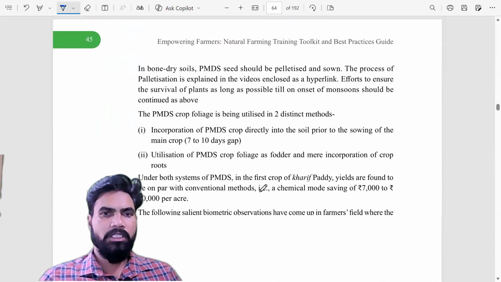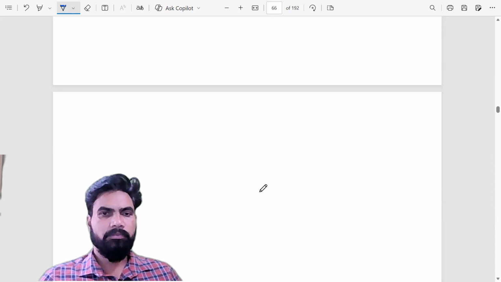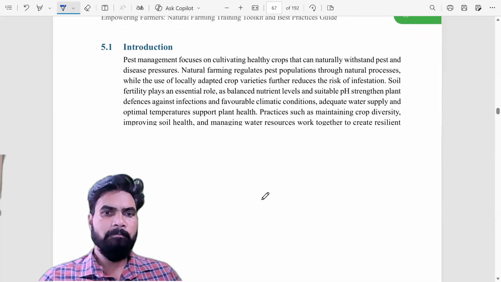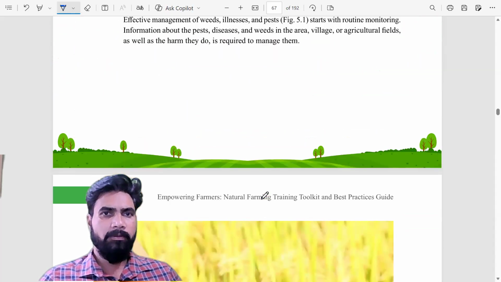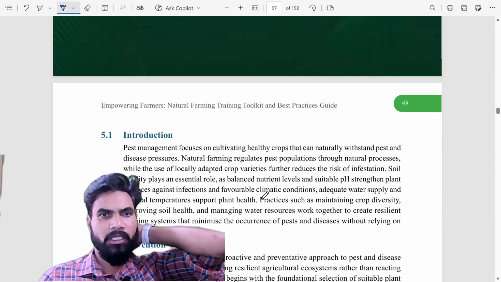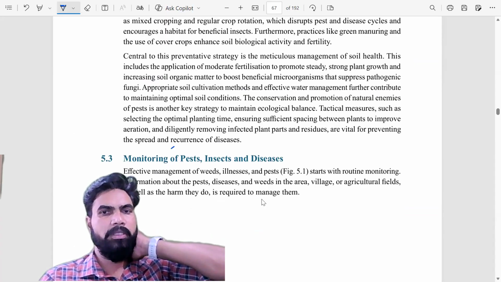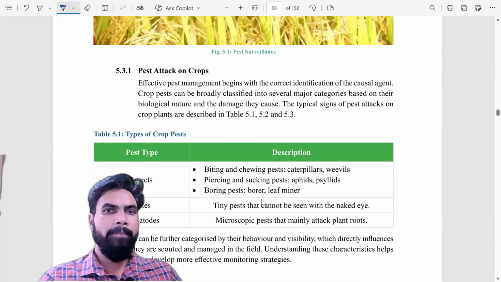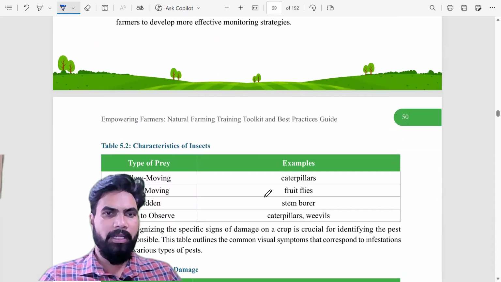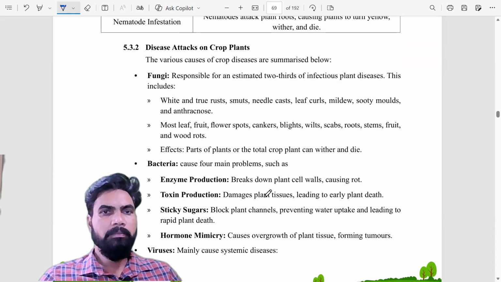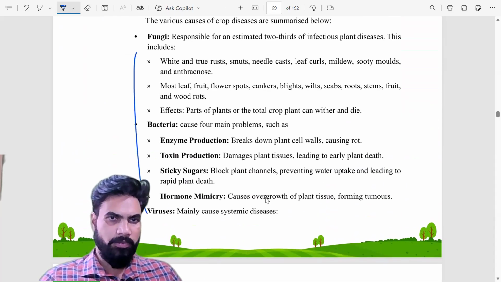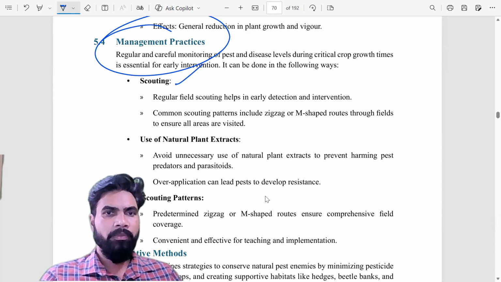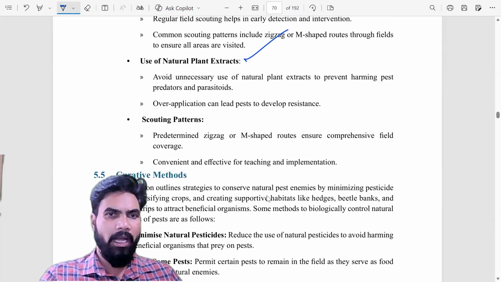Then after that, we will see chapter 5, pest and disease management, and how it is done in natural farming. Prevention of pests, then monitoring of pests, insects and diseases, is also discussed in detail in the document. Then pest attack on crops is also explained. Finally, various disease attacks on plants and crops are discussed. Then management practices are given: scouting, use of natural plant extracts. Then scouting patterns are also given.